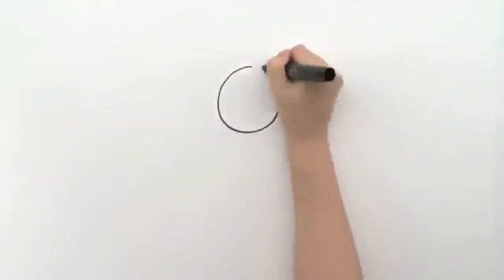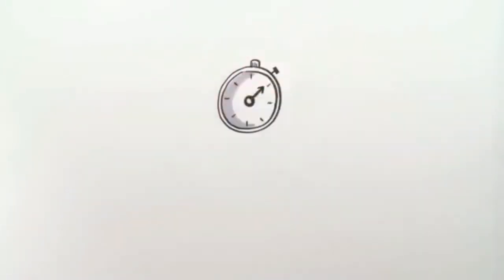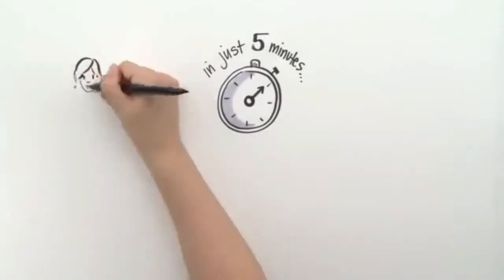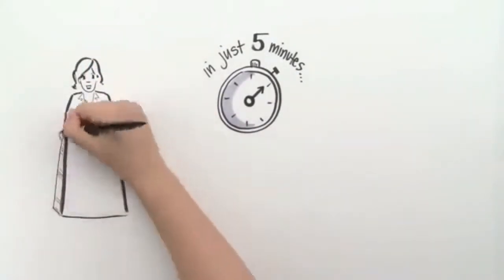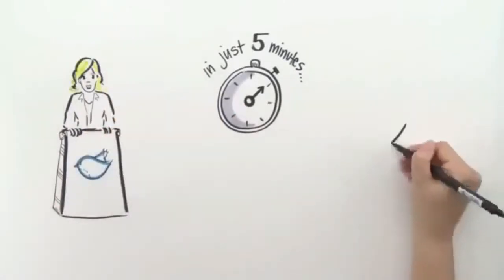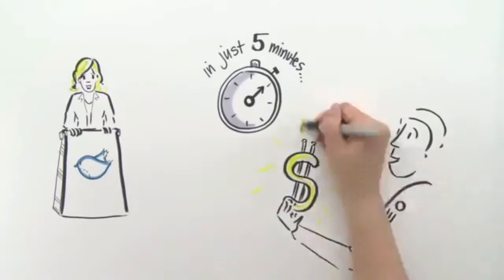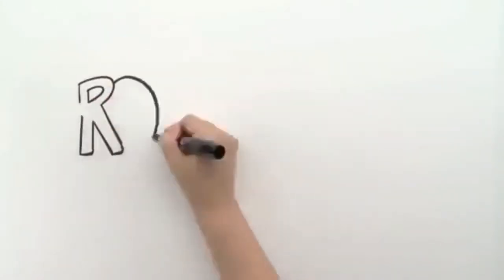For our example, let's assume you're working for a medium-sized company with about 500 agents. In less than 5 minutes, I'll show you how to demonstrate that an investment in social media will more than pay for itself. The way to do that is come up with a return on investment, or ROI. For example, if you invested $1 and got $2 back, that would be an ROI of 100%. Don't let the term ROI intimidate you.